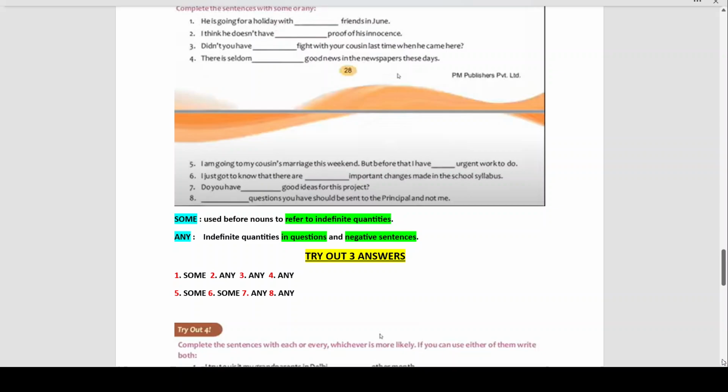There is seldom any good news in the newspapers these days. Seldom means hardly any. It is negative. It is a negative sense sentence. There is seldom any good news in the newspaper these days.